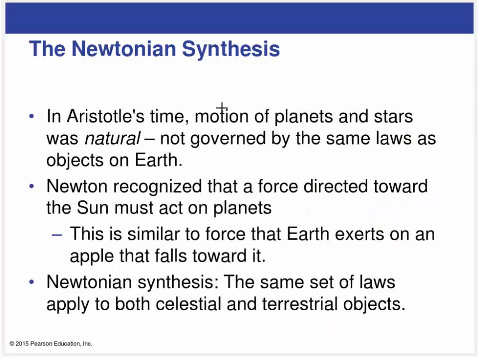So he kind of discovered that any objects with mass are going to exert a force on each other. Prior to Galileo, people thought that we had celestial laws, which were laws that governed planets and stars, and then laws that applied on Earth. And Isaac Newton was the fellow that realized no. The same set of laws must apply to both celestial and terrestrial objects. And so he realized that an apple is going to pull on the earth, and the earth is going to pull on the apple. The sun is going to pull on the earth, and the earth is going to pull on the sun.